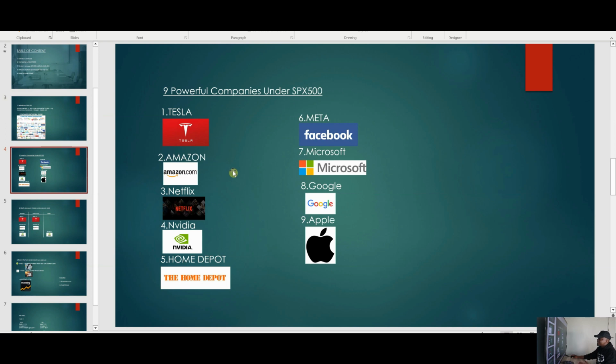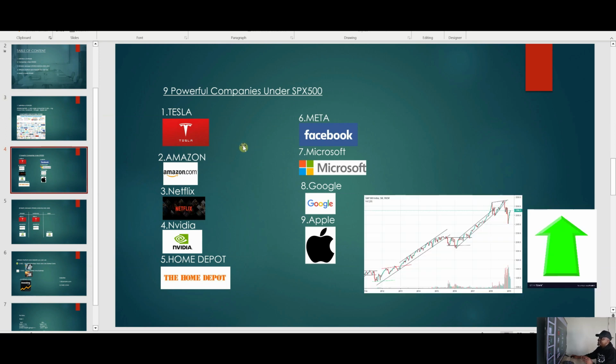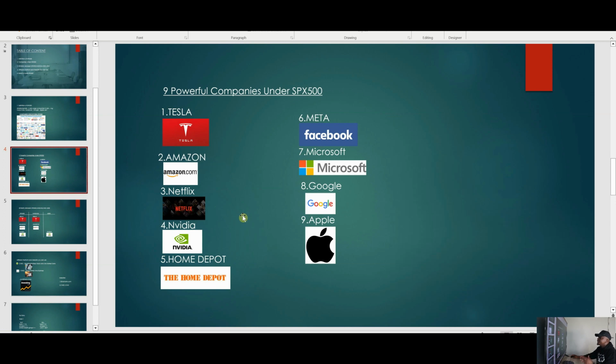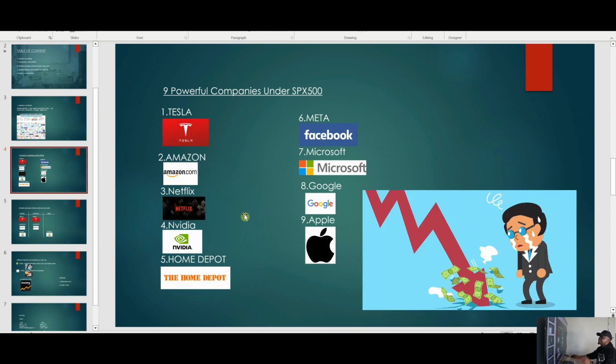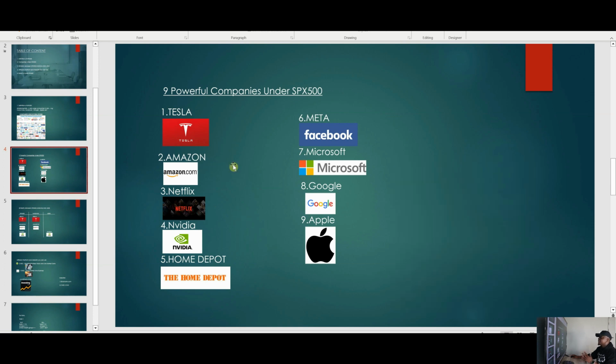It means that if you see SPX500 going up, these companies are making money. And if you see SPX500 going down, these companies are losing money. The list of these 9 companies is Tesla, Amazon, Netflix, Nvidia, Home Depot, Meta, which is Facebook, Microsoft, Google, and Apple. These are the 9 companies which are powerful under SPX500. The main point of this video is to see how these companies perform in order for us to buy or sell SPX500. So we are going to take these 9 companies and add them to our CNBC watch list.